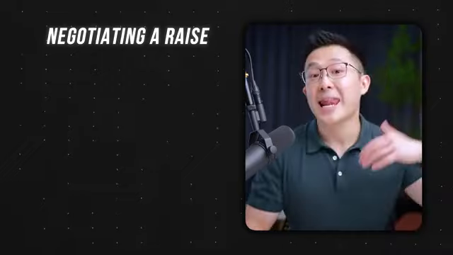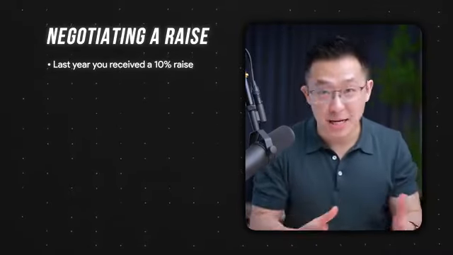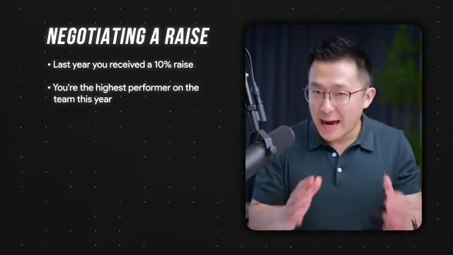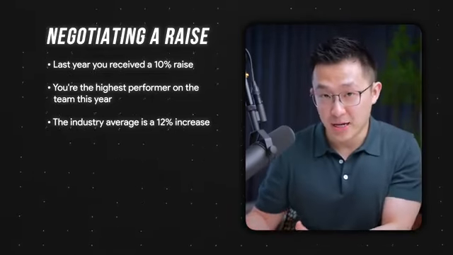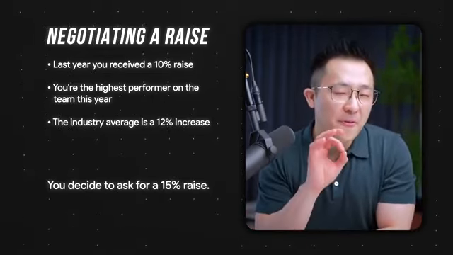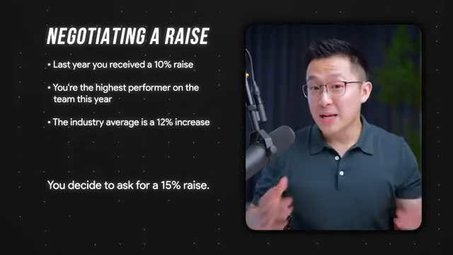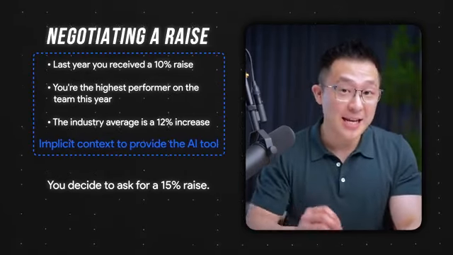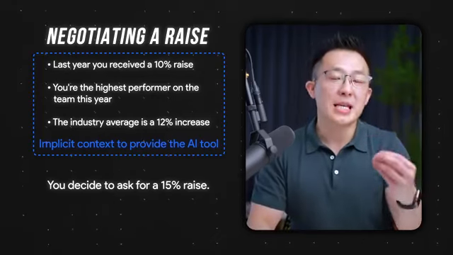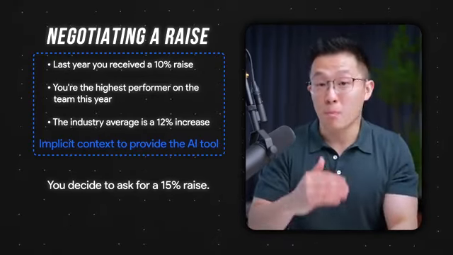Another example might be you're preparing to negotiate a raise with your boss. You know in your head that last year you received a 10% increase. This year, you're the highest performer on the team, and the industry average is a 12% increase. So you decide to ask for a 15% raise. If you leave out all that implied context when brainstorming negotiation techniques with an AI tool, you will receive a lower quality, aka more generic, output.